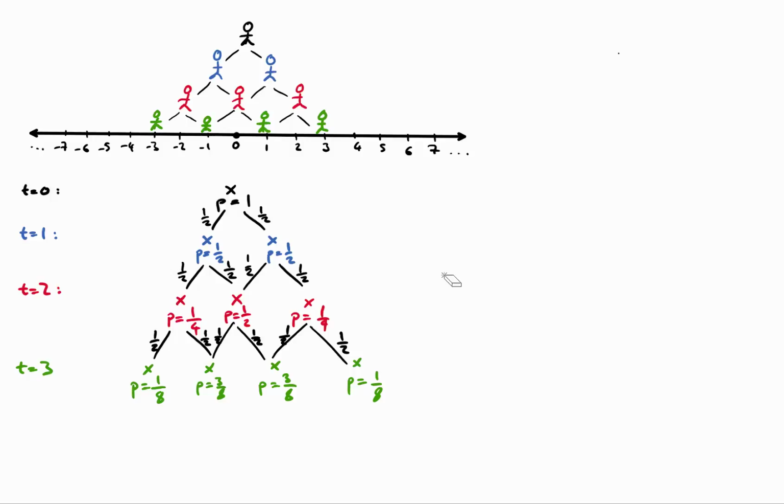What I want to say is, after so many seconds, what is the probability that I will end up at such and such a point? So, for example, after t equals 4 seconds, what is the probability that I will end up at position 4? Let me define a few variables.